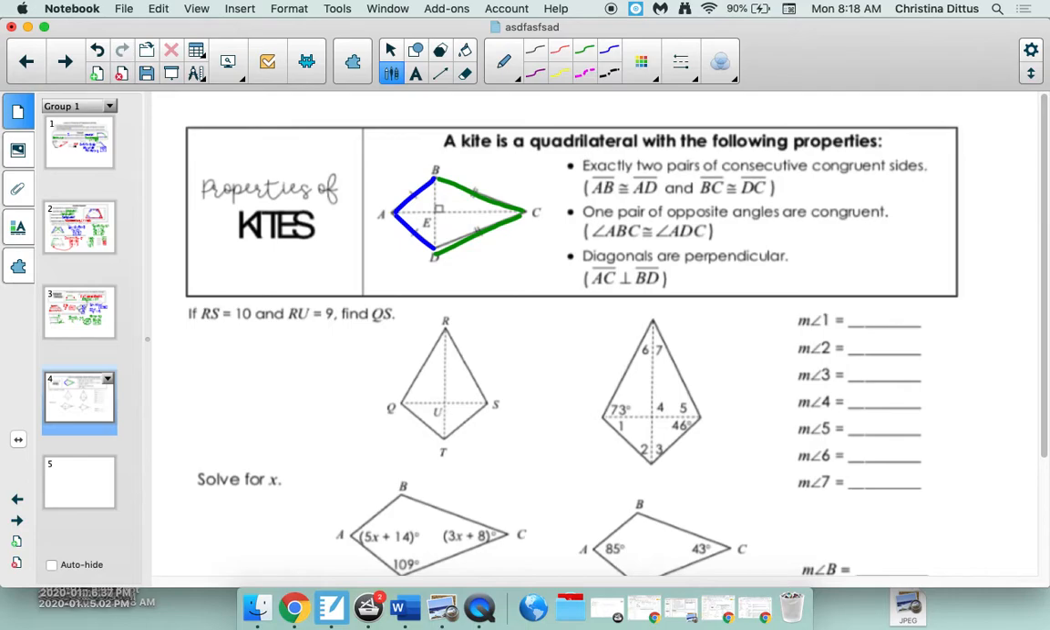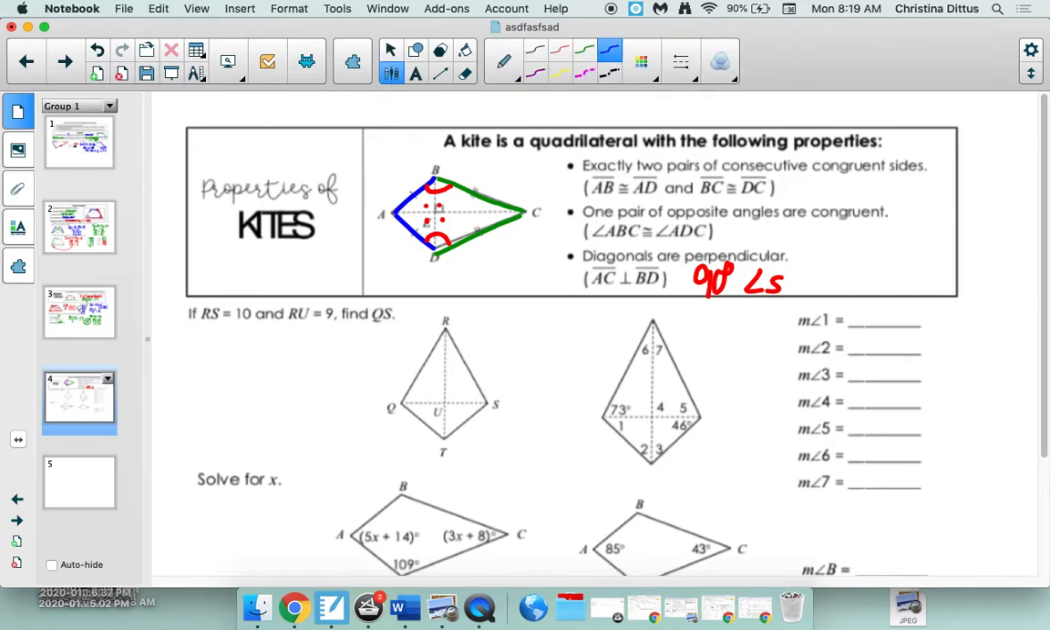B and D, those are the same. Oh, did you get that because you guessed or because you read that? Oh, so you did kind of guess. Yeah, okay, gotcha. And then diagonals are perpendicular, which means I have what kind of angles? 90. So I have 90-degree angles on the inside. So all these are 90.